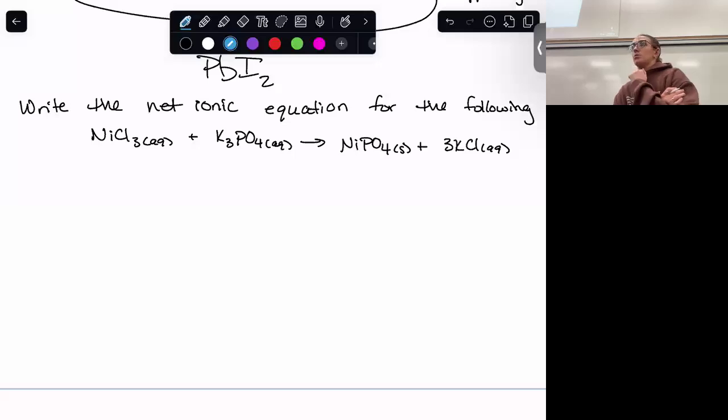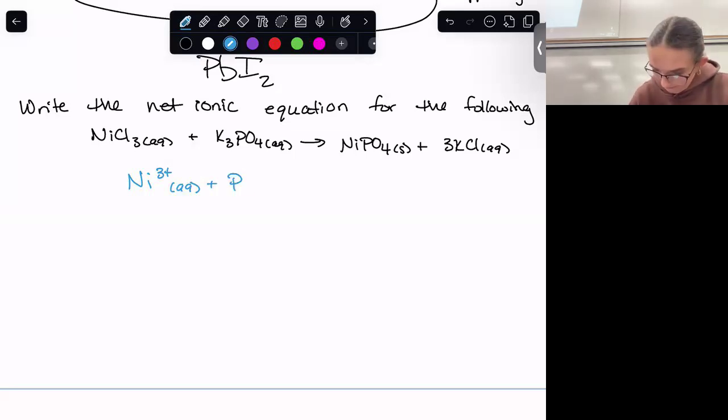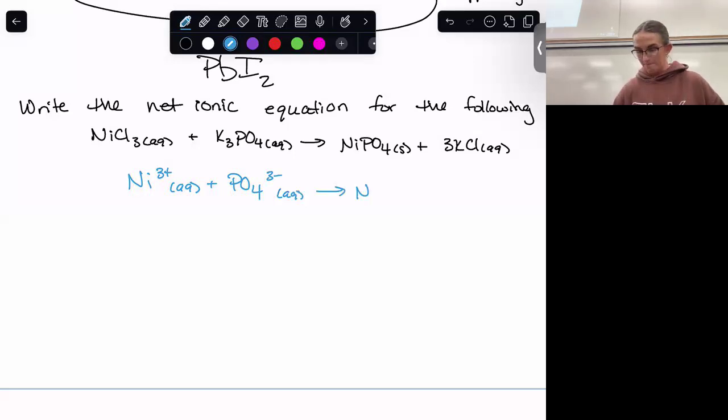Alrighty, did we get a net ionic equation? What did we get? Do you have a charge? And what else? Charge? Absolutely. What does that form? Beautiful.